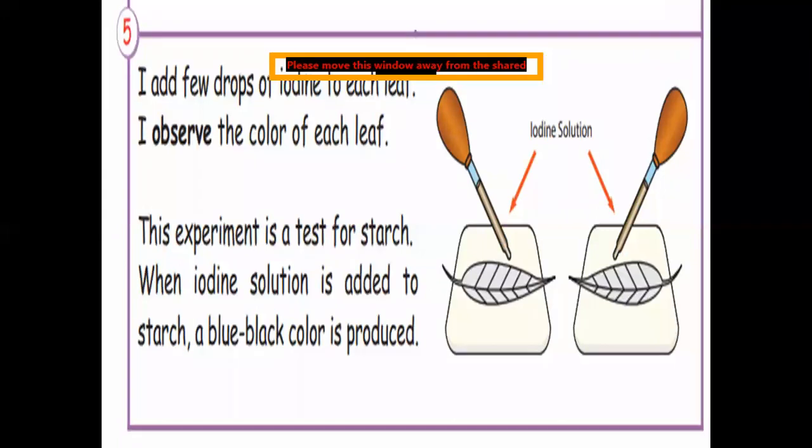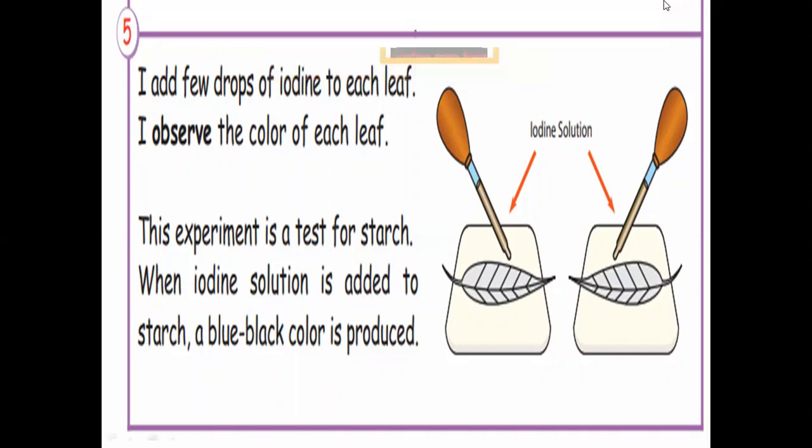So we add a few drops of iodine to each leaf. We observe the color of each leaf. Why do we do the iodine test? The iodine test is done to identify the presence of starch.